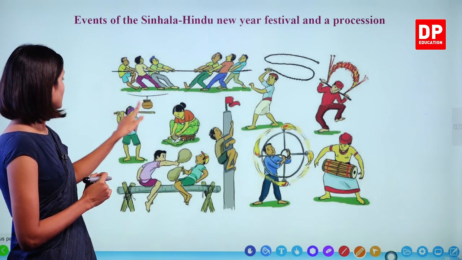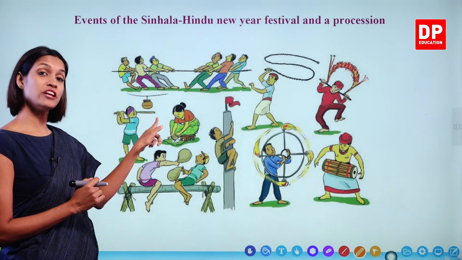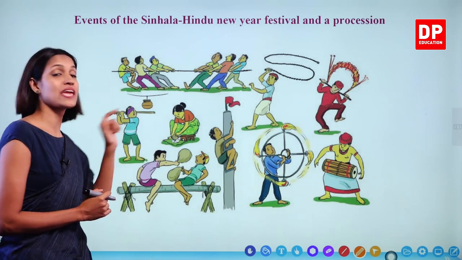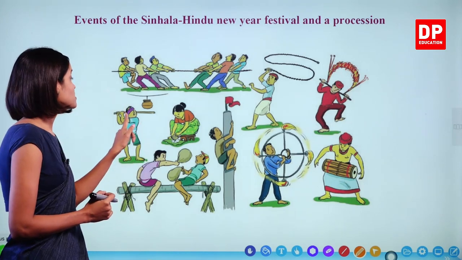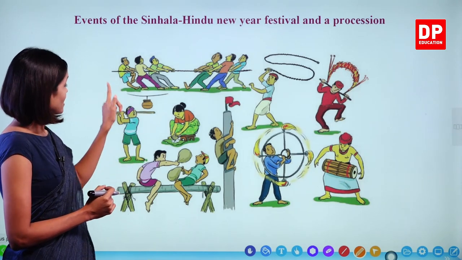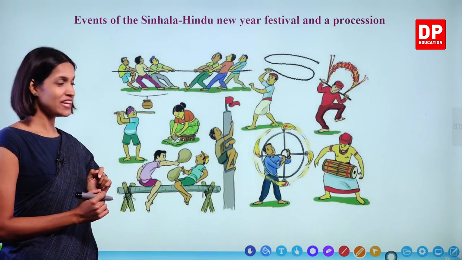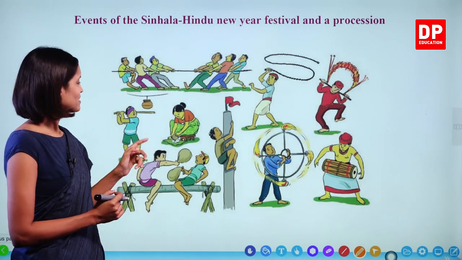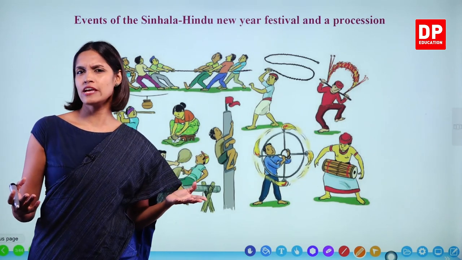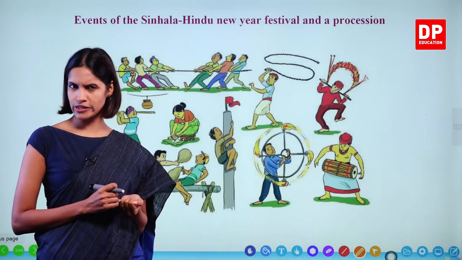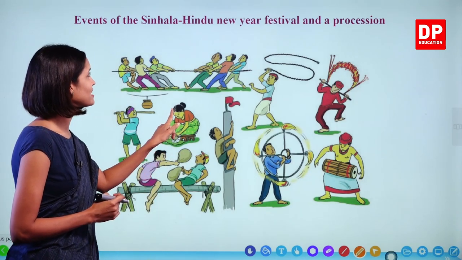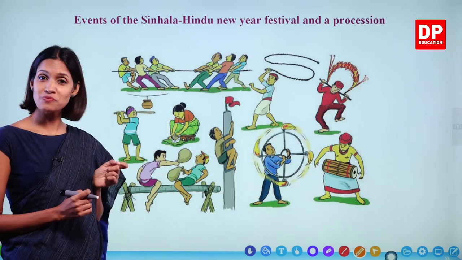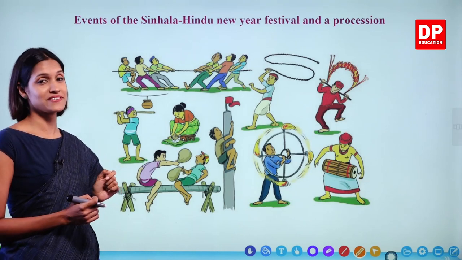Okay. Look at this child. This child is blindfolded. What is he going to do? And what is this activity? This activity is breaking the pots. Right. So this child has to break this pot while he's blindfolded. Okay. So what is this person doing? She's scraping coconut. Okay. So these activities, even in day-to-day life, when we have to cook, we have to scrape coconuts. But remember, this activity is coming under Sinhala Hindu New Year festivals. And even this breaking the pot item is also coming under Sinhala Hindu New Year festivals, right?